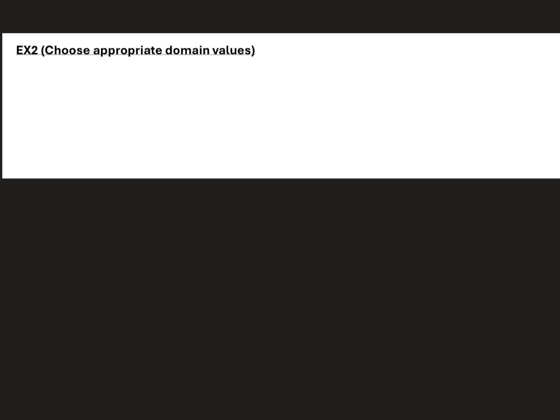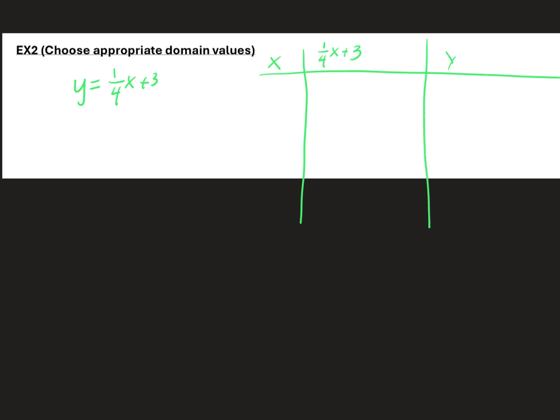For example 2, it says to choose the appropriate domain values, and the reason is the equation looks like this. Y equals 1/4 x plus 3. So when I am substituting in for x, I want to use values that will make it easier for me to find the answer relatively quickly. Now let me tell you what that means. We're going to substitute in for x. So I want to put values here that are multiples of 4, because when I multiply a value by 1/4, it will reduce and make an integer or a whole number.